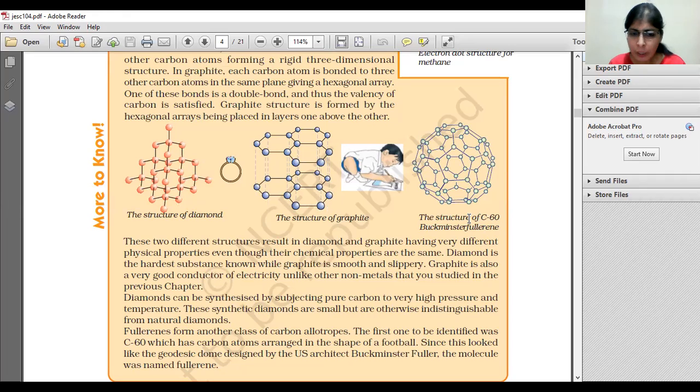Fullerene is the third allotrope of carbon, the third form of carbon, which is known as Buckminster fullerene. Why is it known as Buckminster fullerene? Because fullerene has the shape of this figure, C60, and it was named after the US architect Buckminster Fuller. That's why its name is fullerene. In this, 60 carbon atoms are arranged in the shape of a football.